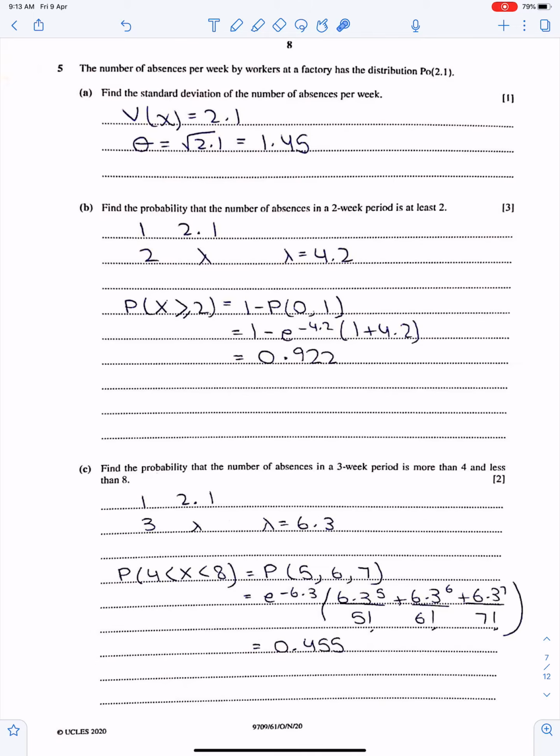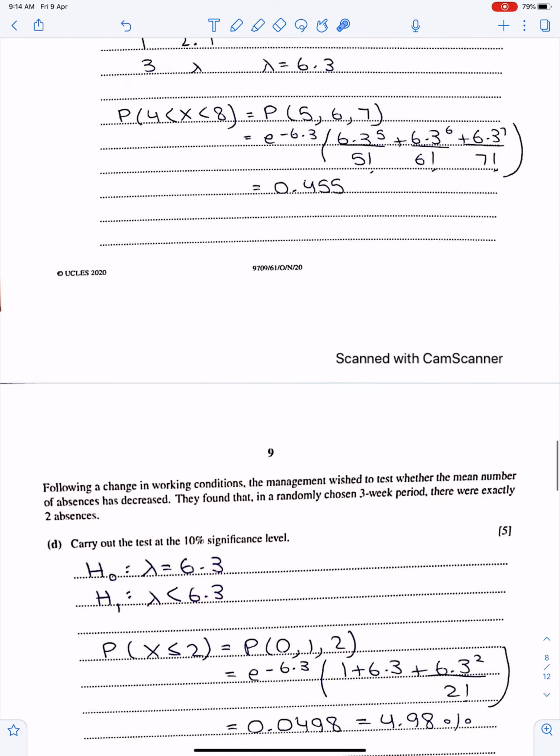Part C. Find the probability that the number of absences in a 3-week period is more than 4 and less than 8. So simple. First get the value of lambda for 3 weeks with the help of this ratio method. Greater than 4 and less than 8 means 5, 6 or 7. So get these probabilities.